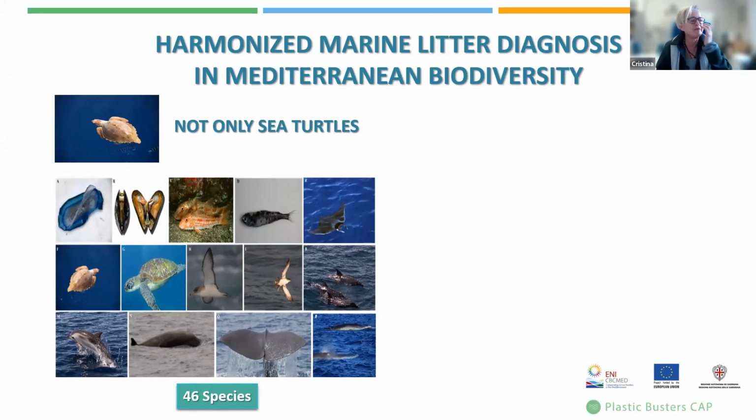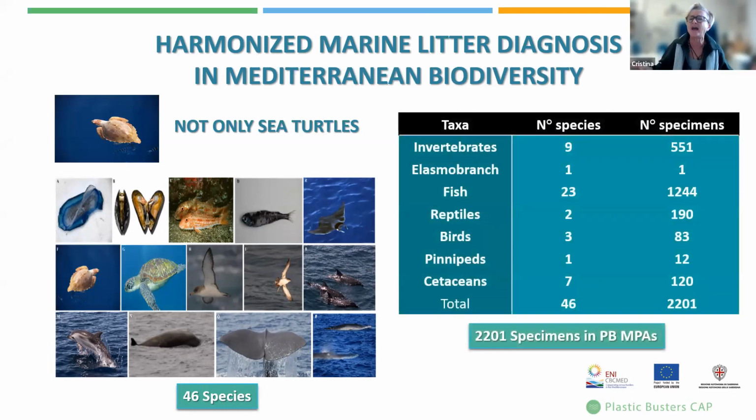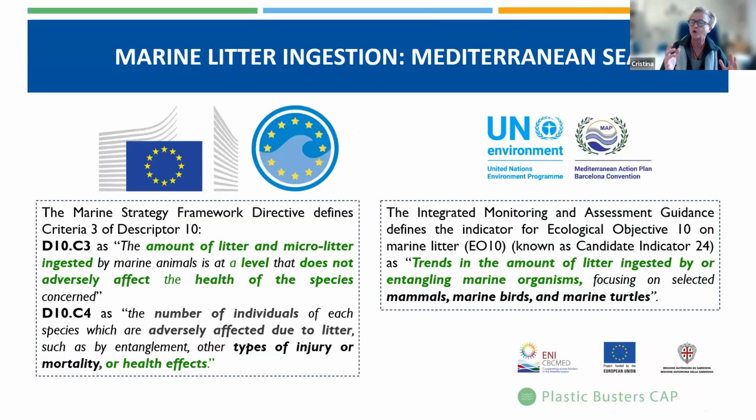This is why in the previous project, Plastic Busters MPAs, we analyzed more than 46 species ranging from mussels to whales, and analyzed a very large number of specimens, in many cases using a non-destructive approach, as we will show later on. And we consolidated this technology very much. So the first novelty is to use a wide range of species in order to define the potential impact on biodiversity.